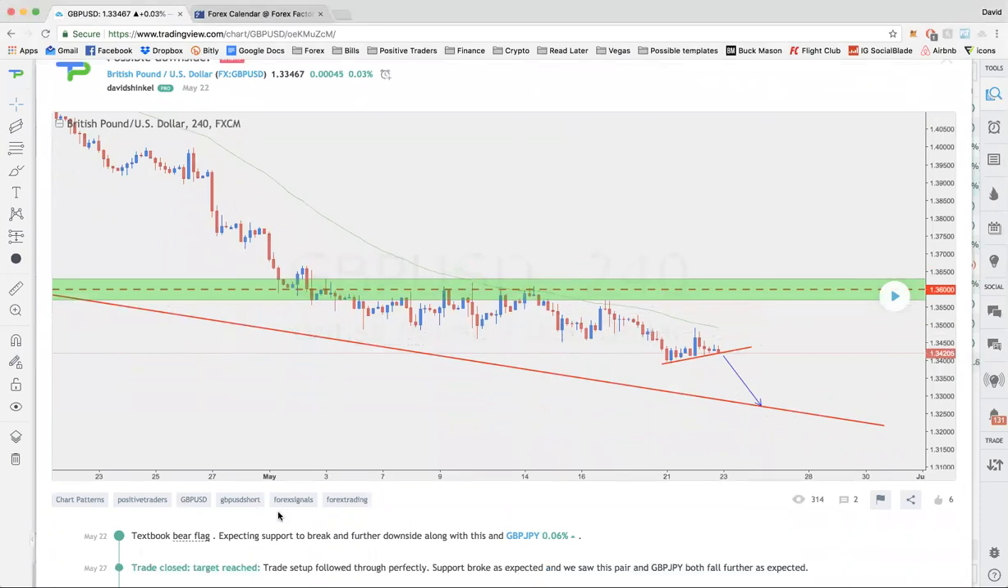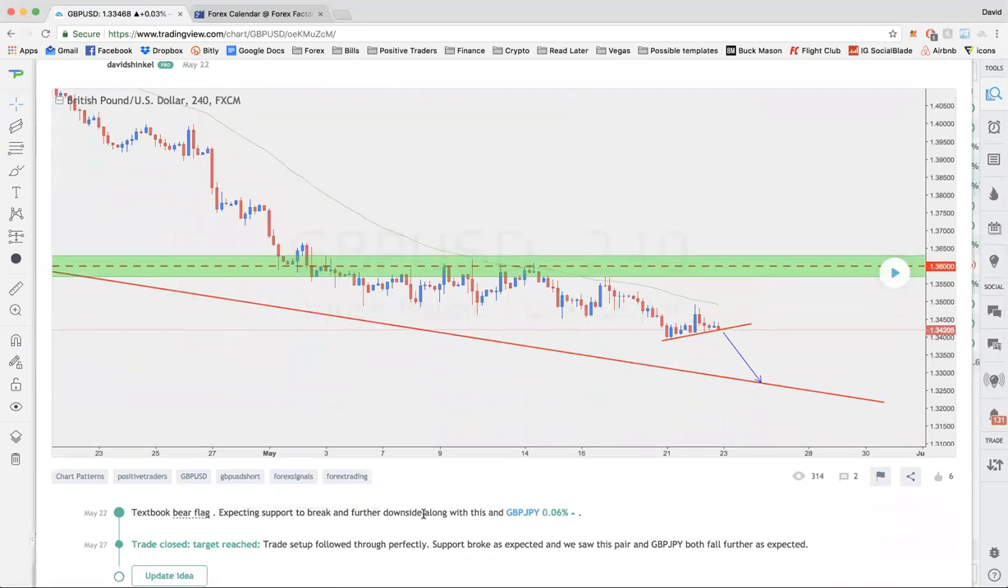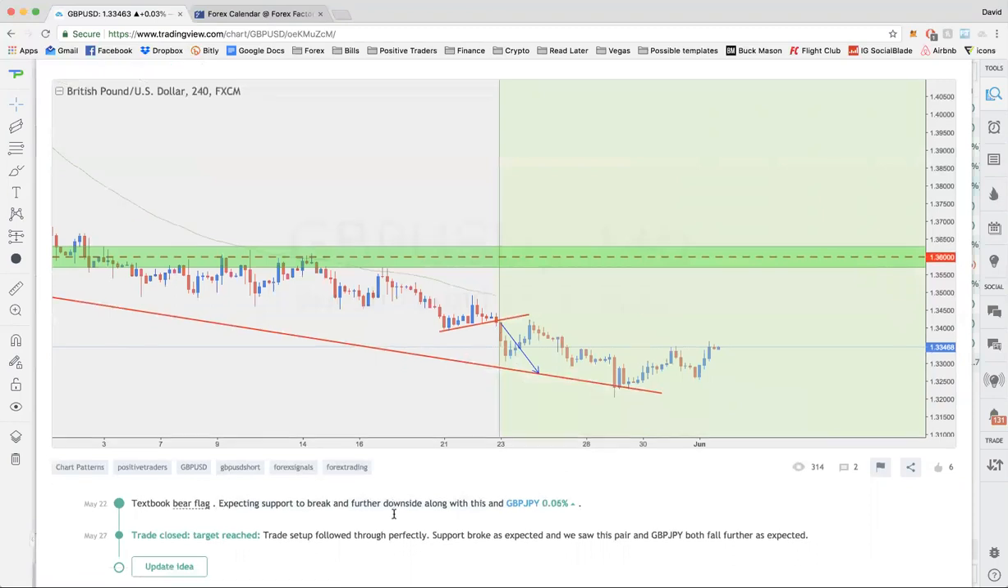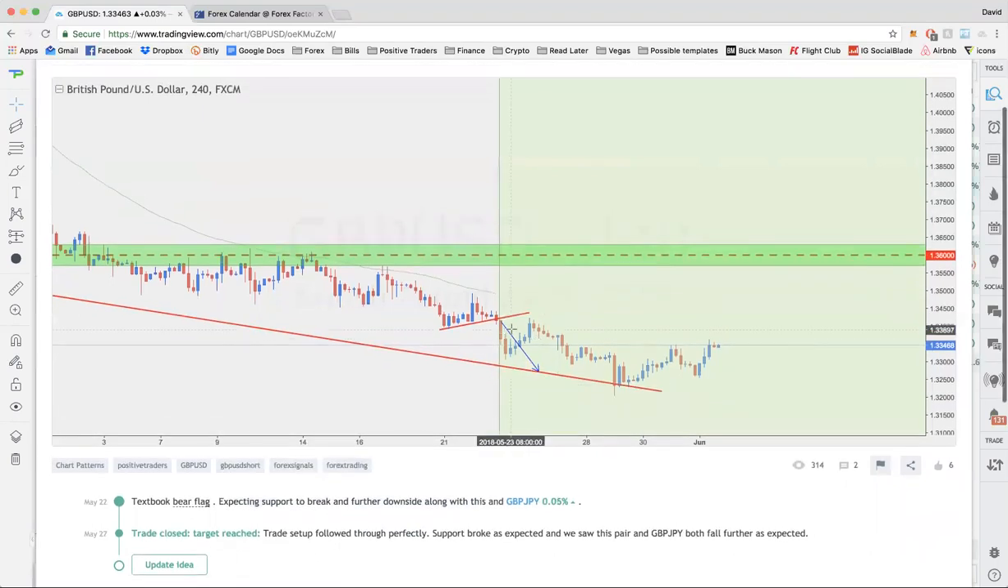I said right here, expecting support to break and further downside along with this and pound yen. If you notice, with this and pound yen, this was when pound yen was at 149 before it dropped those 400 pips. Okay. So just another thing to show you guys the accuracy of these trades. So pound dollar, and this is that same trend line, right? That same trend line has been there for a while now. We bounced off of this trend line.